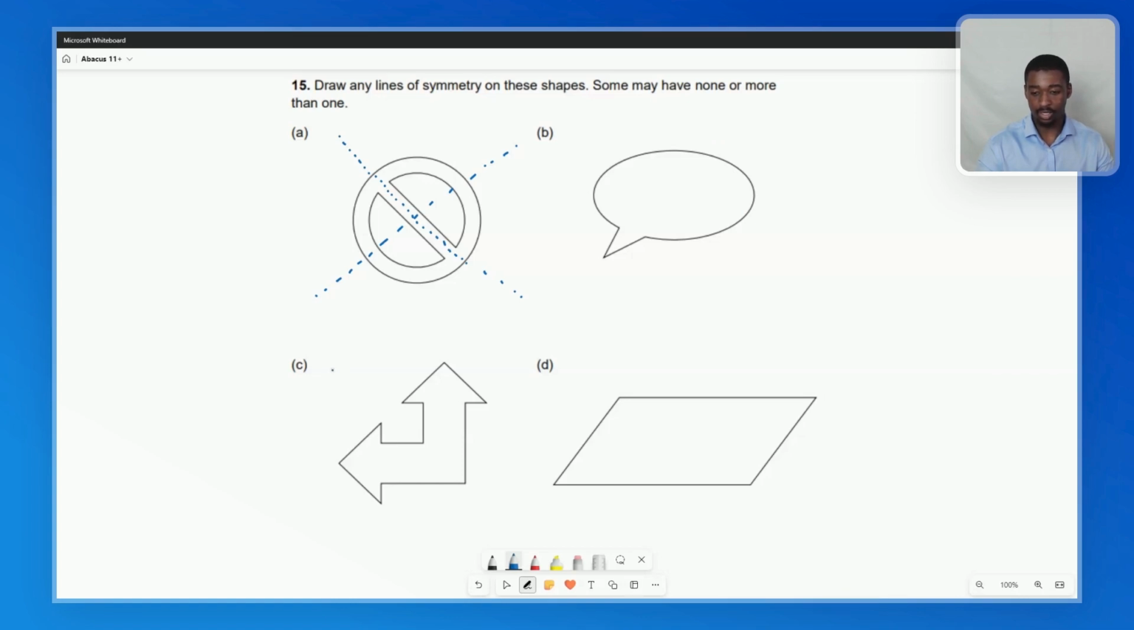C, we do have a line of symmetry, and it's going to be right here across this diagonal.